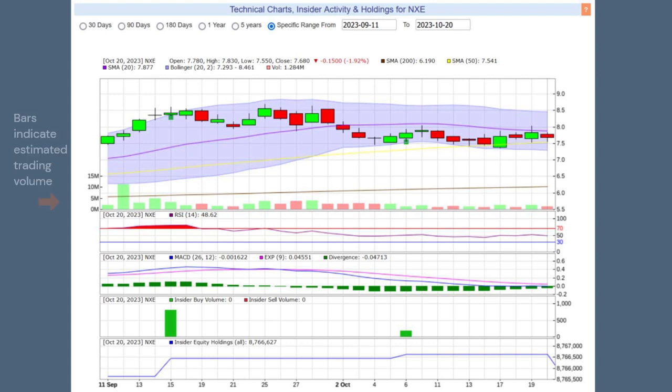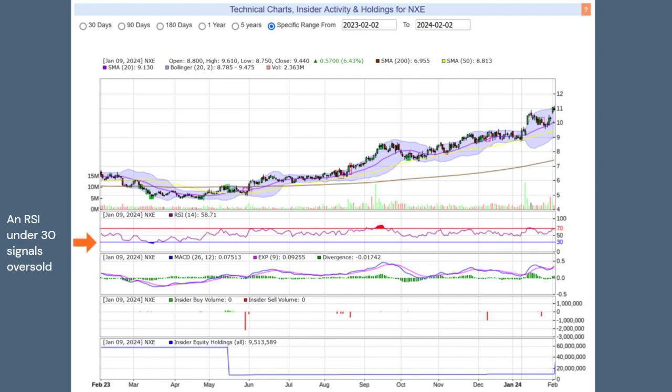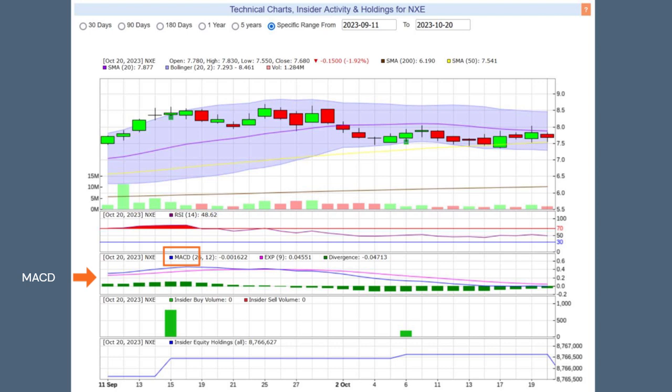The second chart from the top shows the relative strength index for the stock. At a reading over 70, the stock is often considered overbought, while a reading under 30 is often considered oversold. The third chart shows the MACD line, which is a measure of the difference between the exponential 26-day and 12-day moving averages. Traders often deem it bullish when the MACD is above its 9-day trend line.